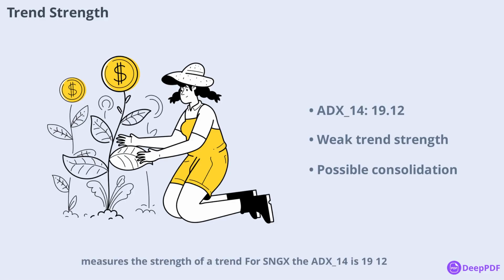The average directional index, ADX14, measures the strength of a trend. For SNGX, the ADX14 is 19.12, which is below the threshold of 25 that typically signals a strong trend. This suggests that the current trend is weak and that the stock may be consolidating or preparing for a new directional move. The ADXR14 is slightly higher at 20.54, reinforcing this view.